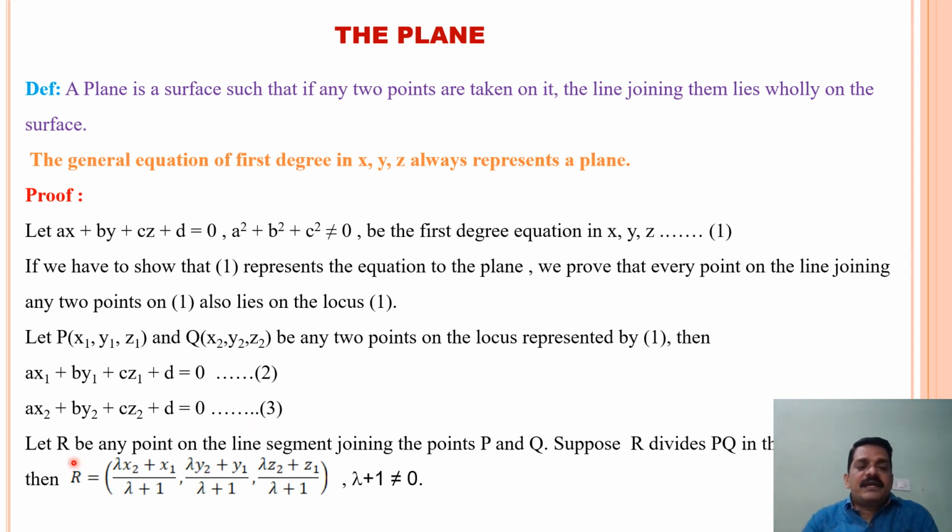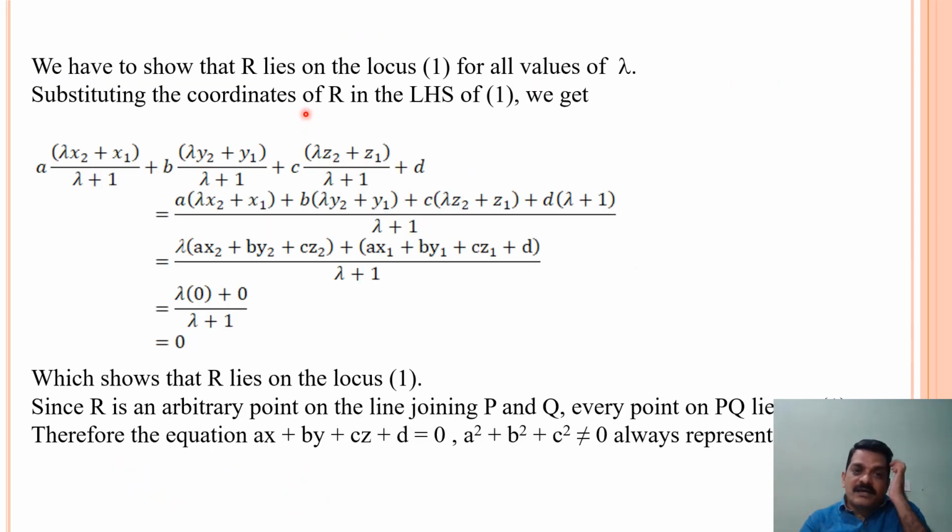So let R, capital R, be any point on the line segment joining the points P and Q. Then R divides PQ in the ratio lambda is to 1. Then R is equal to (lambda x2 plus 1 x1 by lambda plus 1, lambda y2 plus 1 y1 by lambda plus 1, lambda z2 plus 1 z1 by lambda plus 1). Here lambda plus 1 not equal to 0. We have to show that R lies on the locus of equation 1 for all values of lambda.